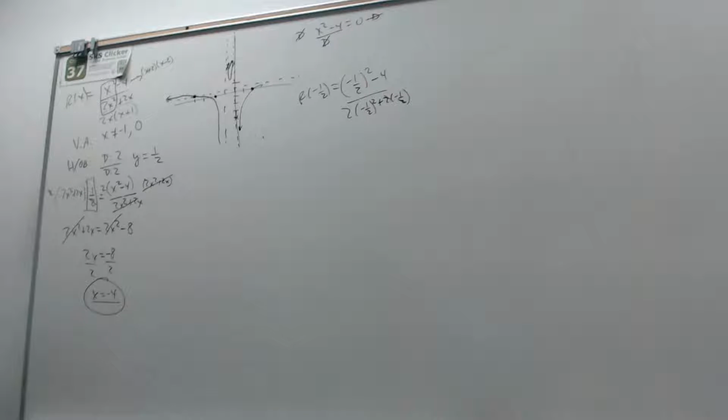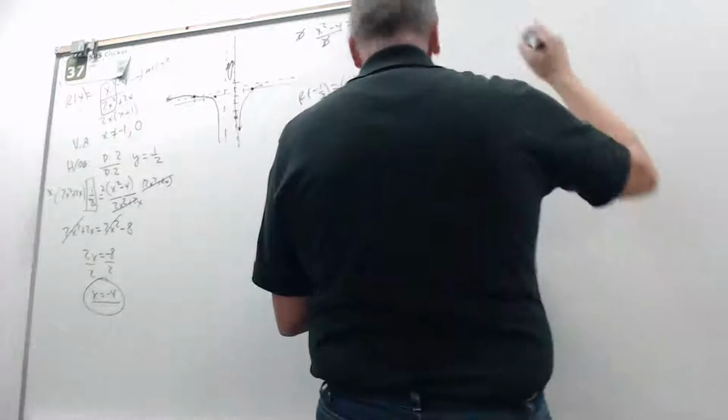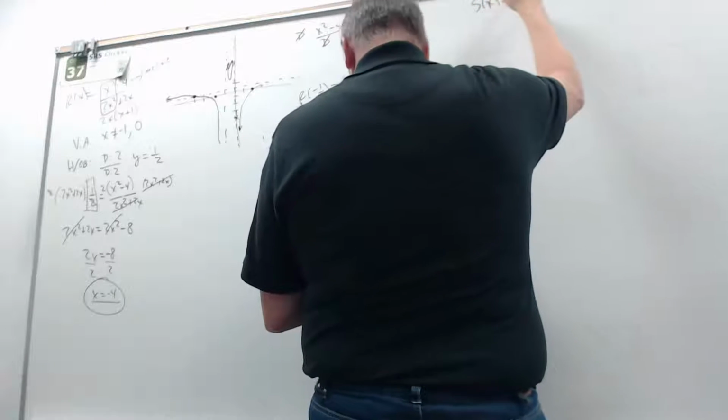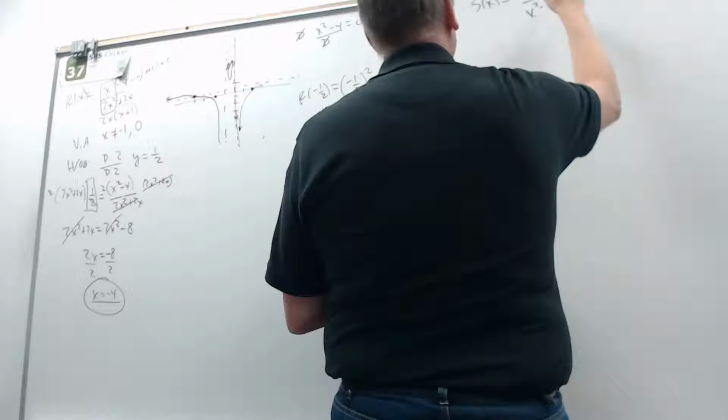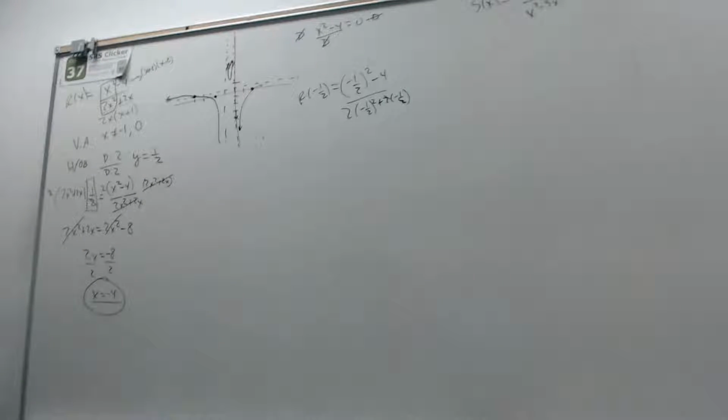Okay, let's do a good one here. This will be a fun one. S of x equals x minus 3 over x squared minus 3x. Okay. Whose turn is it now? Berkeley, you're awake now. It must be your turn.